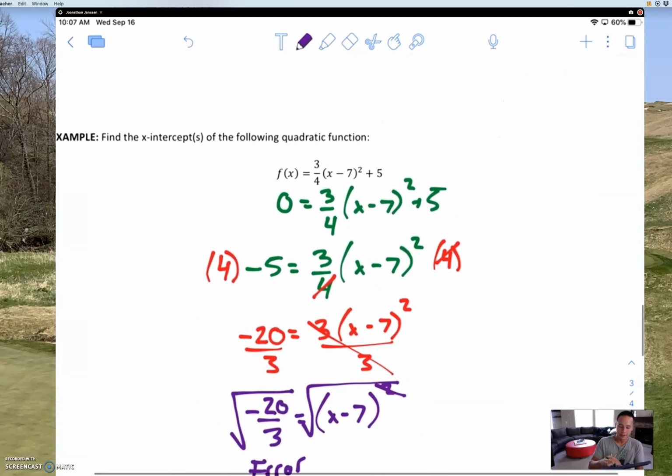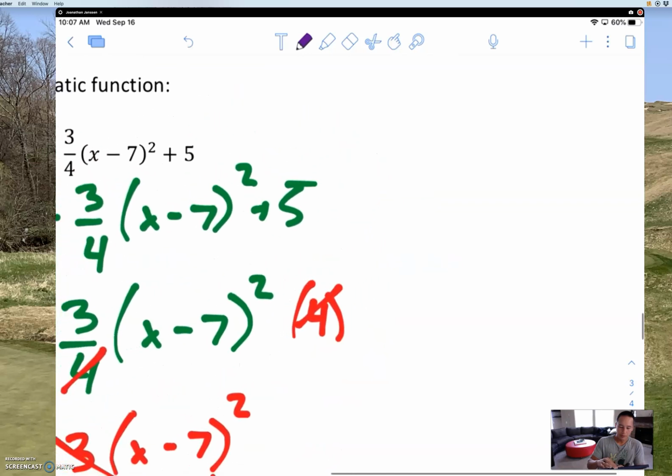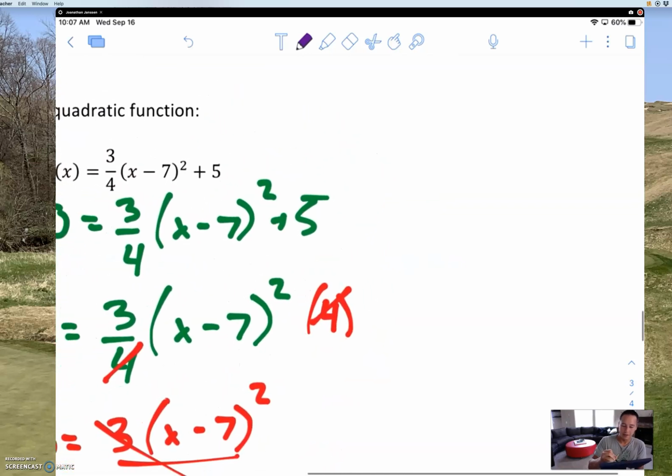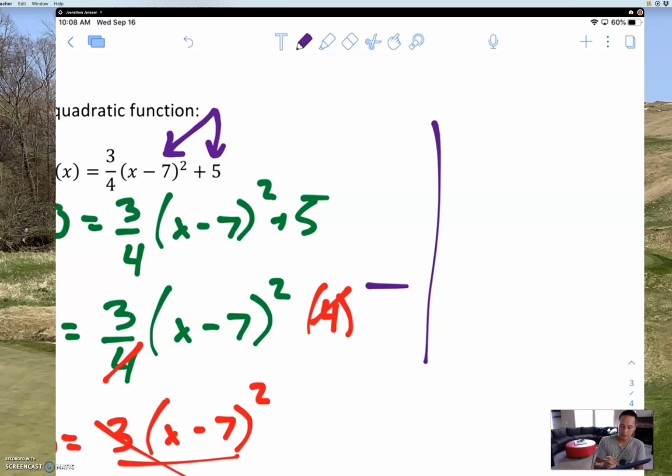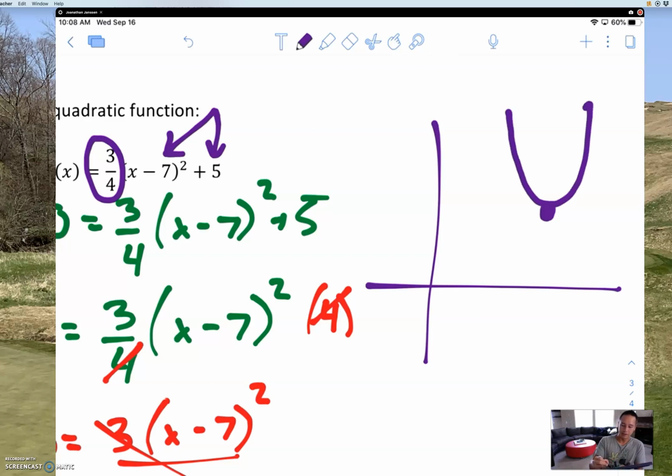And the reason being, let's take a look at that function that we just had. The vertex we can identify right now is at (7, 5). So we'll go ahead and draw somewhere around (7, 5), maybe about there. And then the A value is 3/4, which means it's going to open upwards. It would look something like this. And you will notice that that graph will never, ever, ever reach this value down here at the x-axis. So there are no x-intercepts.